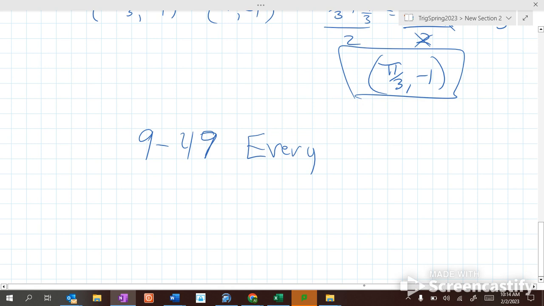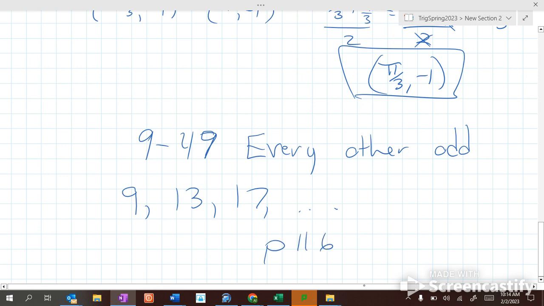Every other odd. So it's 9, 13, 17, yada, yada, yada on page 116. That's so complicated. I'm gonna just circle them and call it a day.